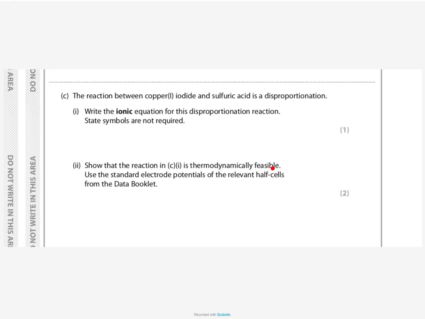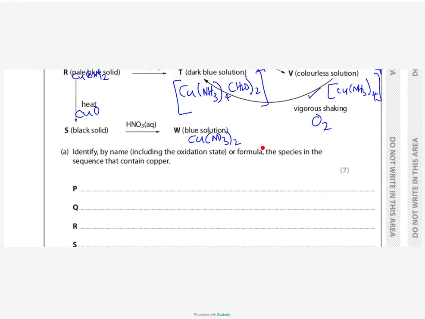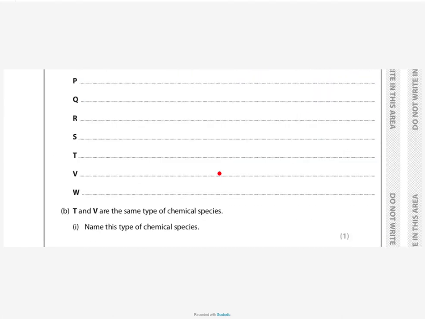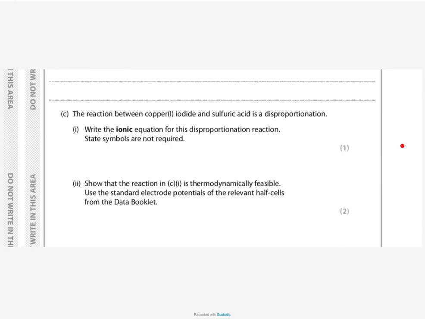The reaction between copper(I) iodide and sulfuric acid is a disproportionation. That means a disproportionation reaction is one where simultaneous reduction and oxidation take place. You can see here, copper 2 plus is reduced to copper(I) iodide. At the same time, copper is also produced. Copper +1 turns to copper 2 plus, a blue solution, and at the same time you get copper as well. Disproportionation: simultaneous reduction and oxidation of the same species in the same reaction.